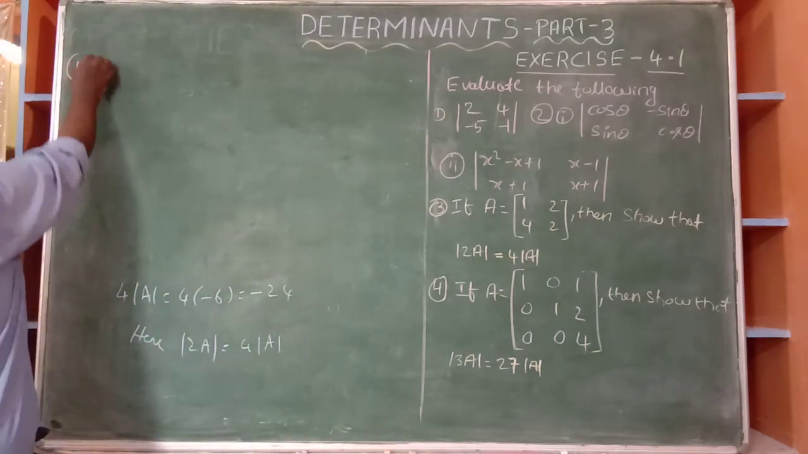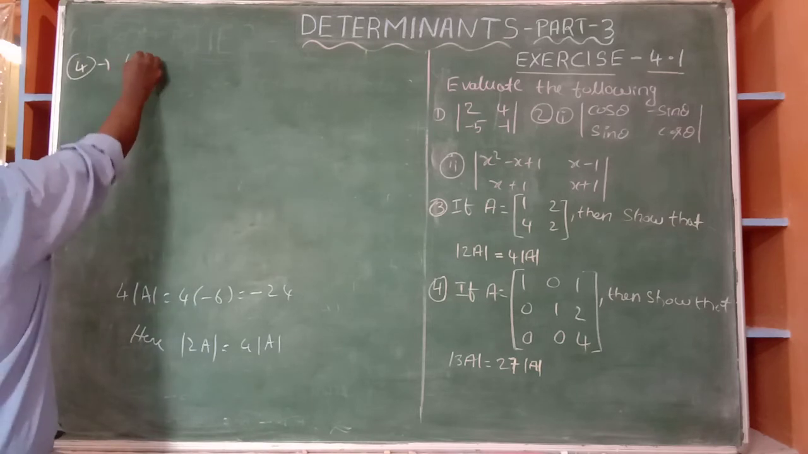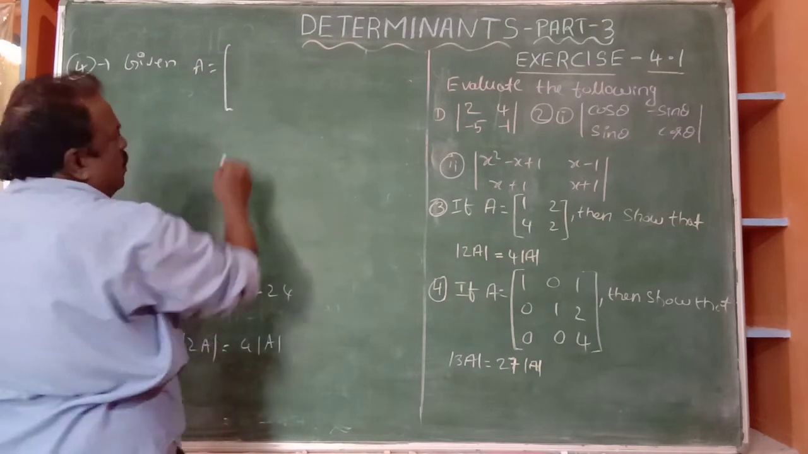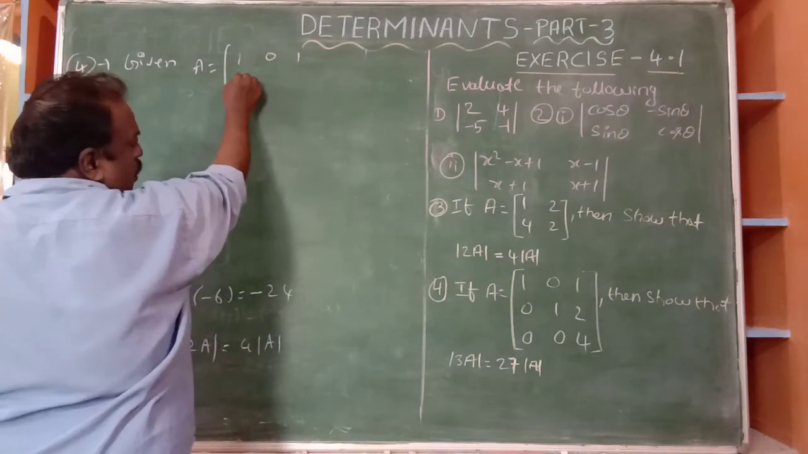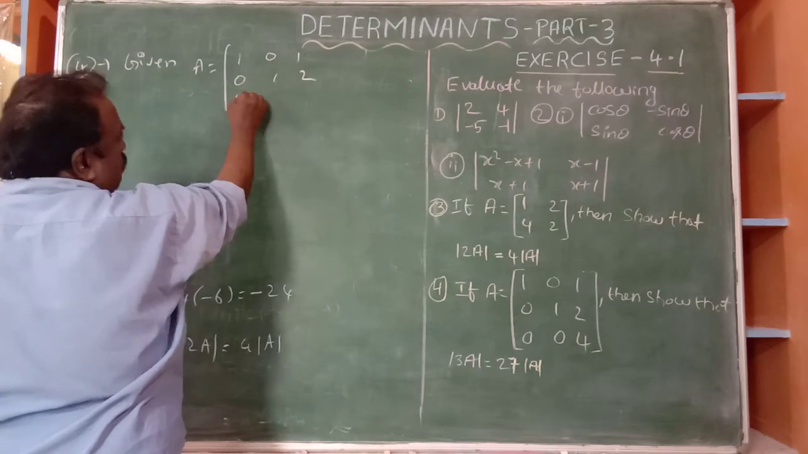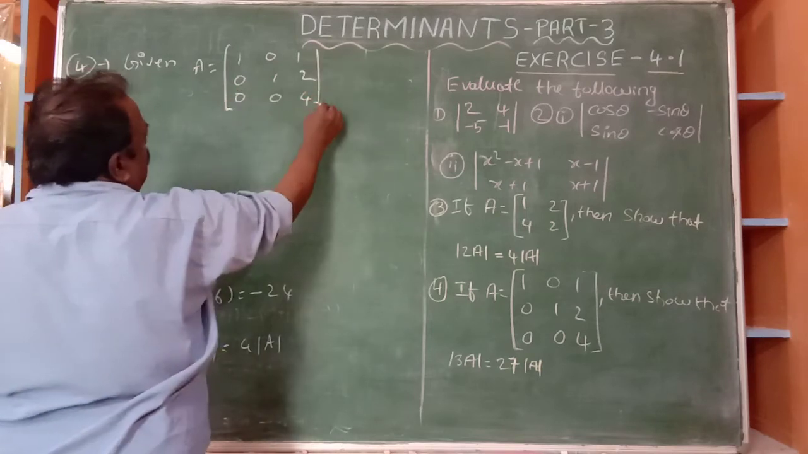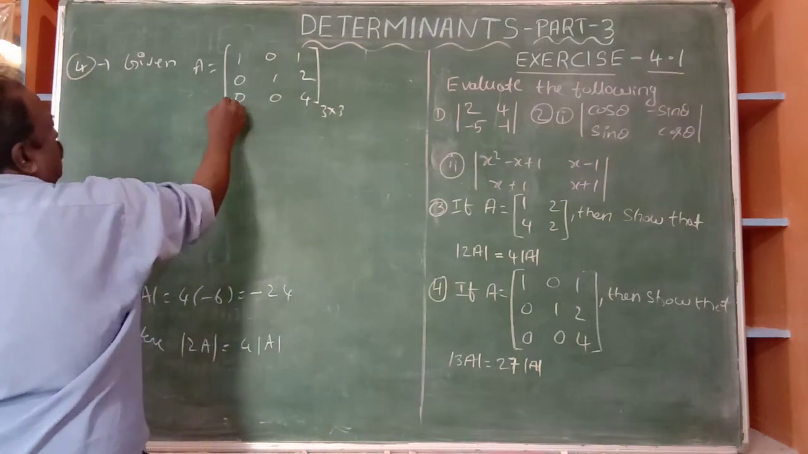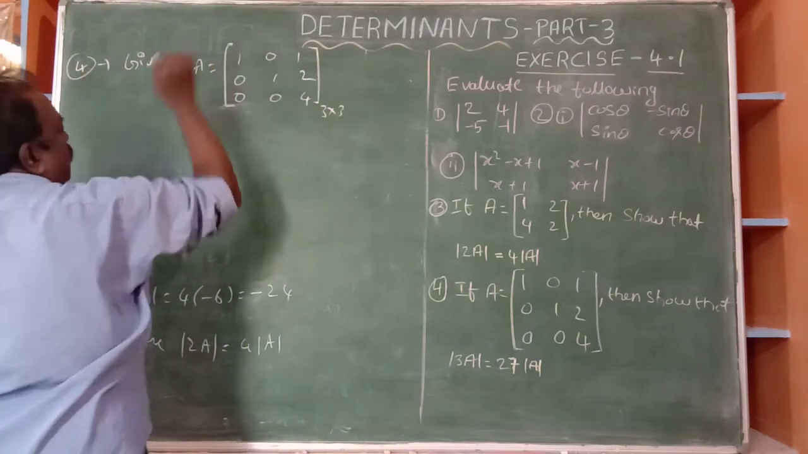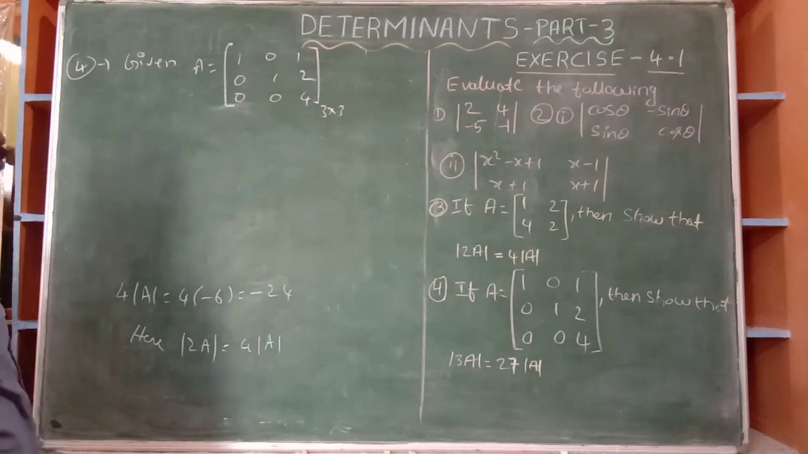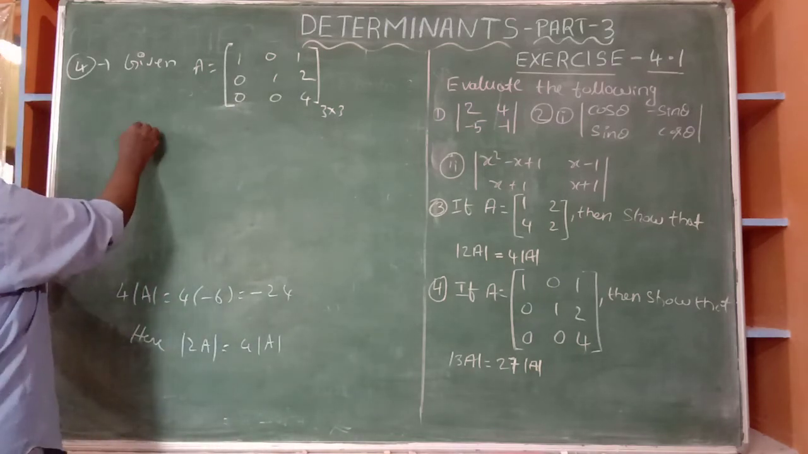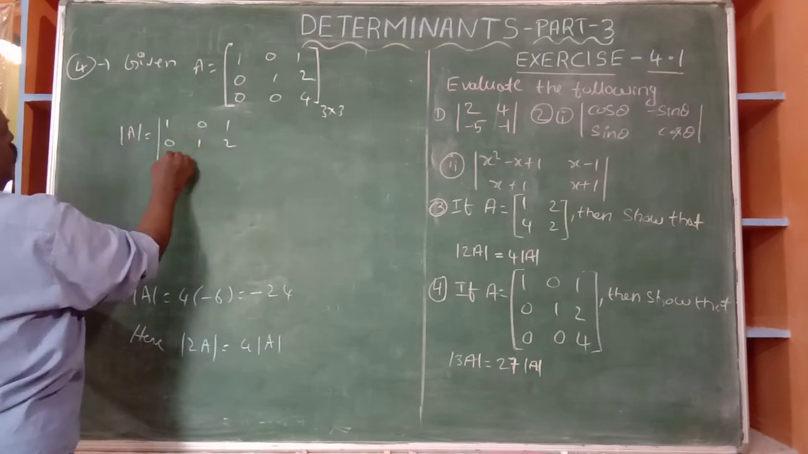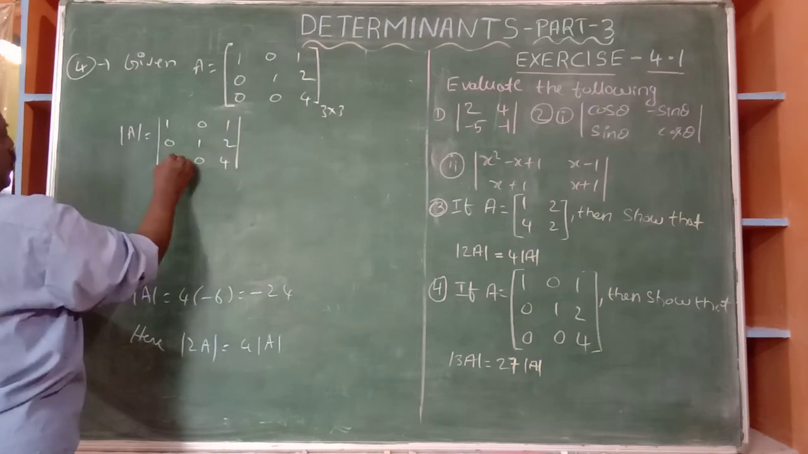Next, fourth one. Given matrix. What is given? A is equal to a 3 by 3 matrix: [1, 0, 1; 0, 1, 2; 0, 0, 4]. It is a 3 by 3 matrix. Now, first we find det A. That is, with notation, 1, 0, 1, 0, 1, 2, 0, 0, 4.